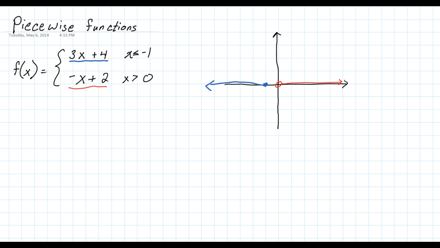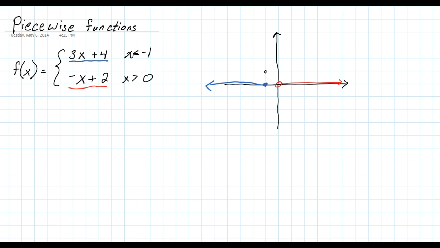All right? So we're just drawing rays. We're not really drawing full lines. So let's start with the first one. I want to plot 3x plus 4. All right, so I'm going to start with -1 just because that's where I'm cutting off, and I'm going to plug it in and see what I get. When I plug in, I get 1, right? 3 times -1 is -3 plus 4 is 1.